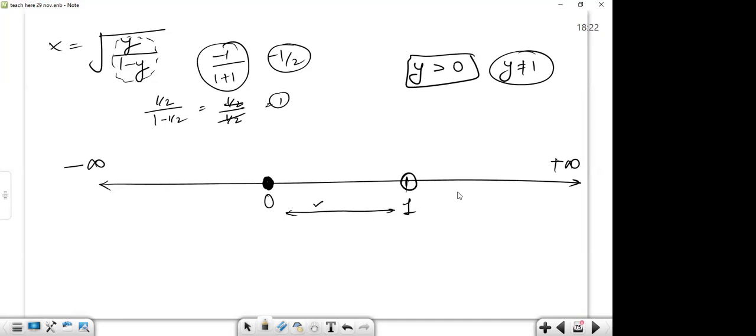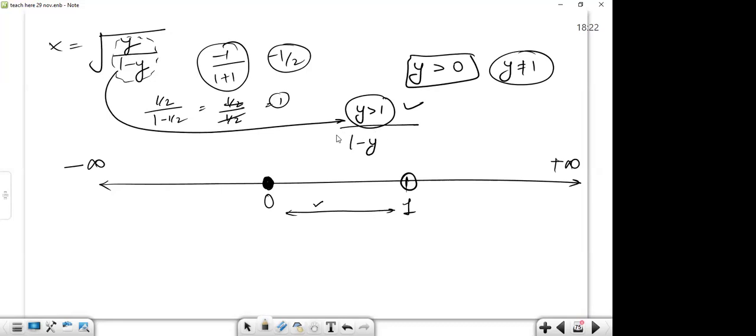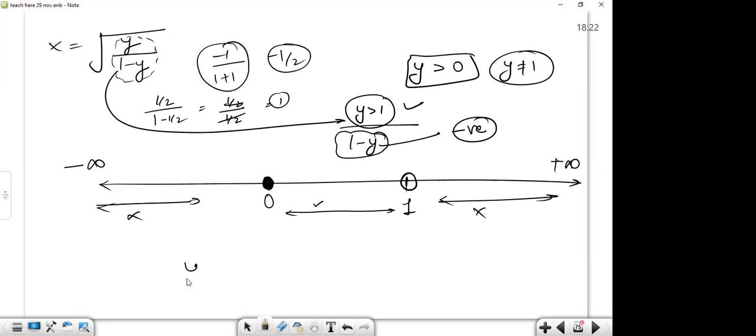Now values greater than 1. For y greater than 1, this numerator will be positive. Great. But what about the denominator? If y is greater than 1, then this will become negative, and it will make our whole expression negative. So we have to avoid these values also. Clear? So y can be 0, but it cannot be 1, and the value should lie in between these two. Clear? Any doubt?